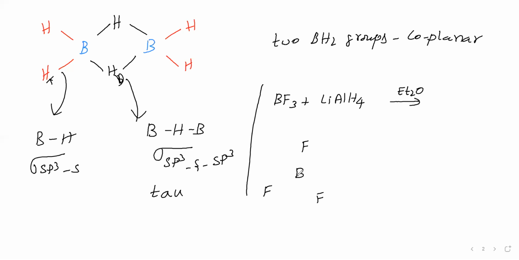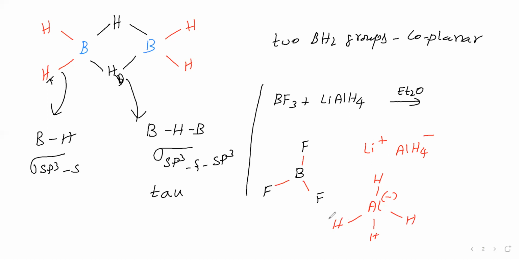Boron comes under group 3A, so its valence shell contains 3 electrons. Therefore, it forms 3 normal covalent bonds. Then lithium aluminum hydride we will write like this: Li+ AlH4-. Al we have written, and 4 hydrogens we have written with single bonds.